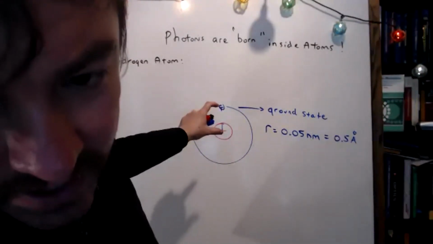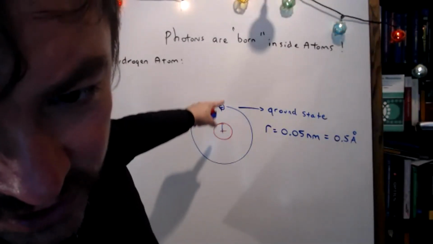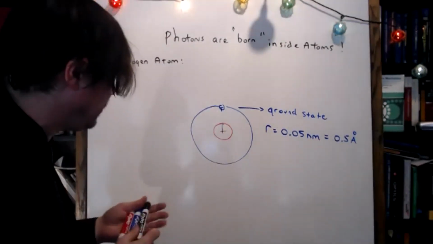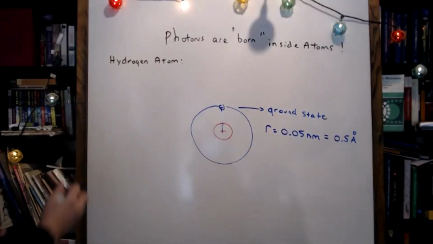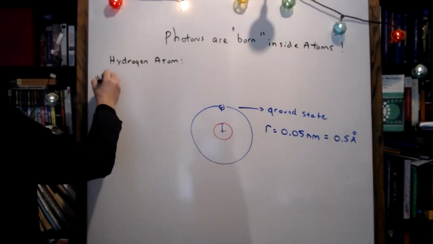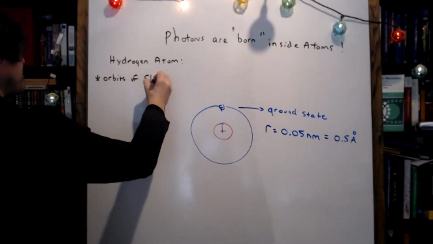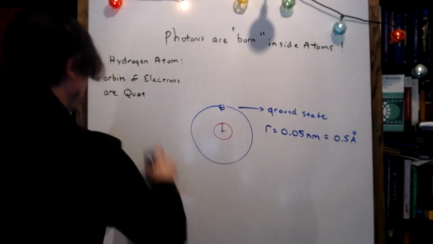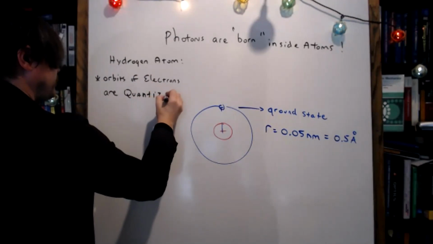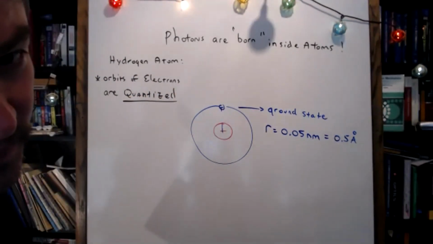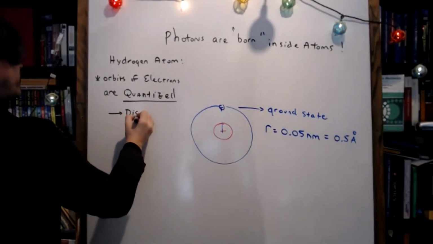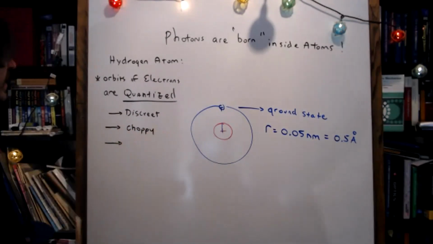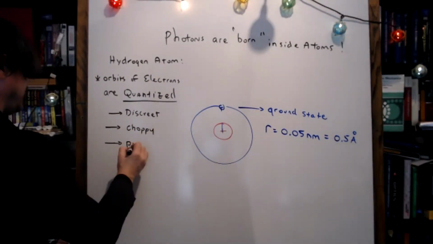Unlike a planet orbiting the sun, the electron does not get to choose which distance it wants to orbit the proton. All values of distance are not allowed. And that's because we say that the orbits of electrons are quantized. And this is a $10 word. Quantized. What does quantized mean? Quantized means discrete. Quantized means choppy. Or in a more modern sense, quantized could even mean pixelated.